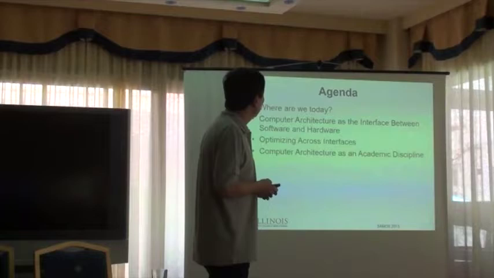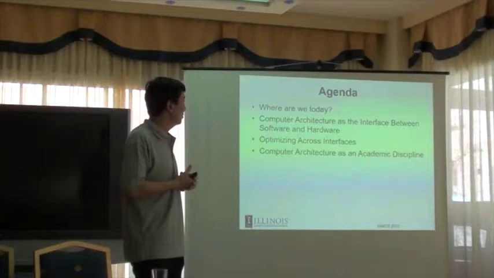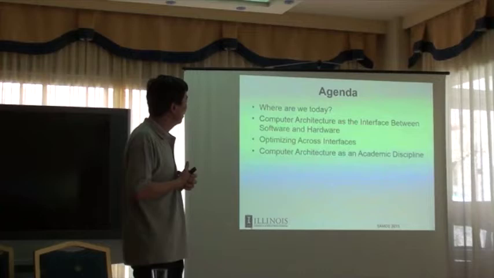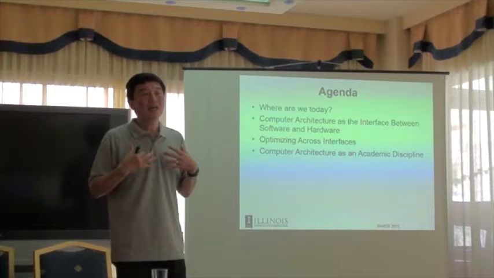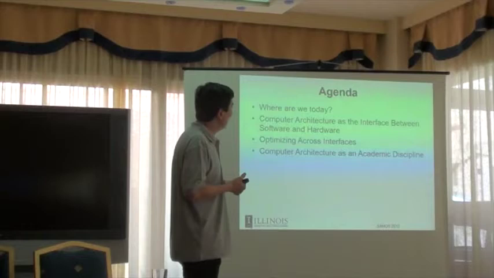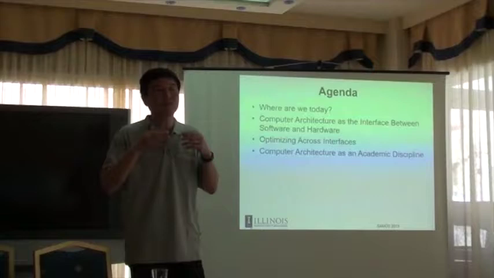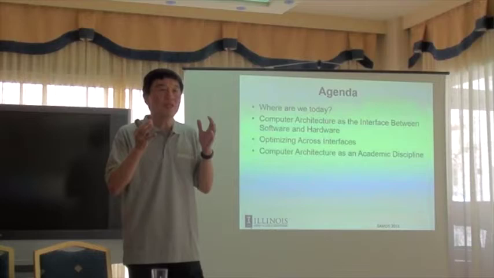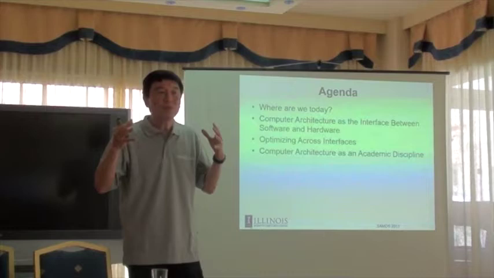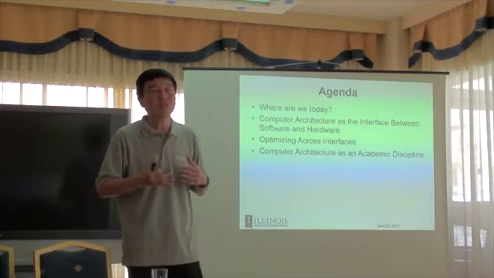So a few things I'd like to touch on. One is, where are we today in computer architecture? And the second one is computer architecture's interface between software and hardware, and a few things that have really changed about the interface that at least I personally felt the most. And then optimizing across interfaces: there are a few things that we learn when we try to solve some hard problems, and we start to see that these interfaces really need to shift a little bit, and we can somehow educate more people who can optimize across these interfaces while preserving some nice properties about the software.